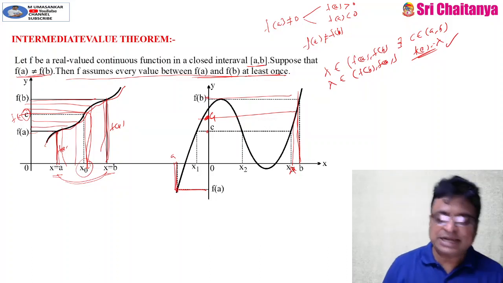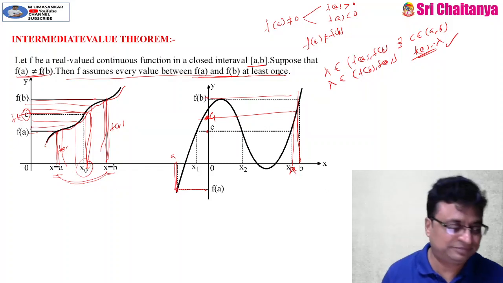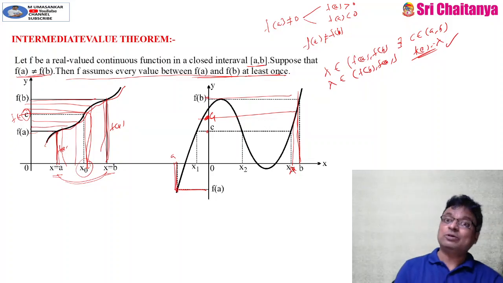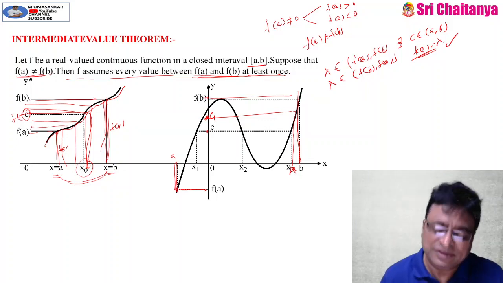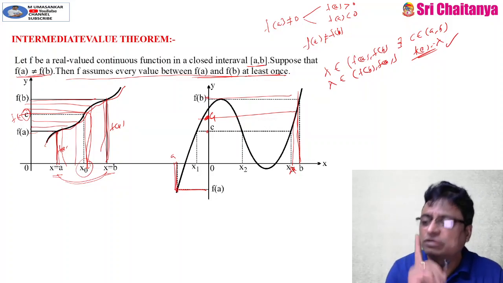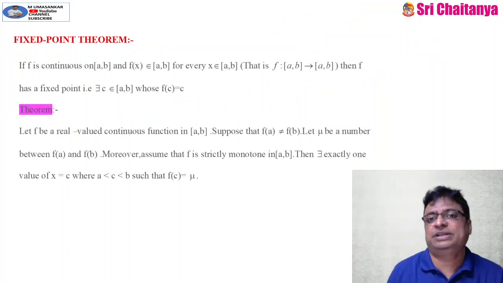So this is an extension of the previous Bolzano-Weierstrass theorem. This is another beautiful property of continuous functions in closed interval AB. See, all the properties exist only in the closed interval. Don't forget. Now coming to the fixed point theorem.